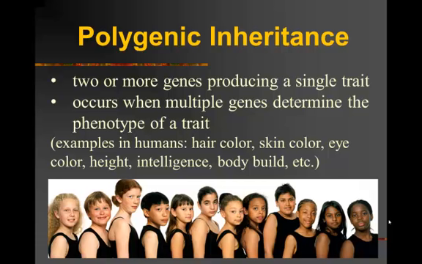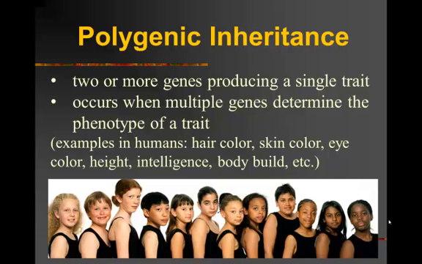And you need to know the examples that are in humans. But first let's go over the definition. Polygenic inheritance: 2 or more genes producing a single trait. It occurs when multiple genes determine the phenotype. And know the examples in humans. This is just a few. Obviously we don't have time to discuss every single one, but these are probably major ones that you would think of.